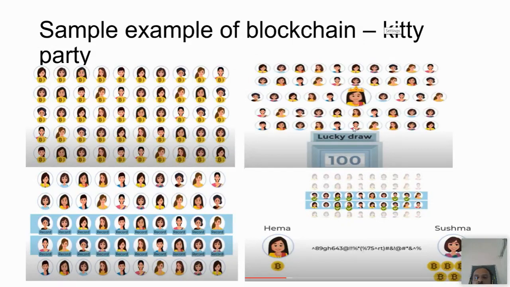Earlier they decided to let one person manage this account, meaning whether people have contributed in that month, 2 rupees or 2 Bitcoin or whatever it is. Someone has to manage the record, right?